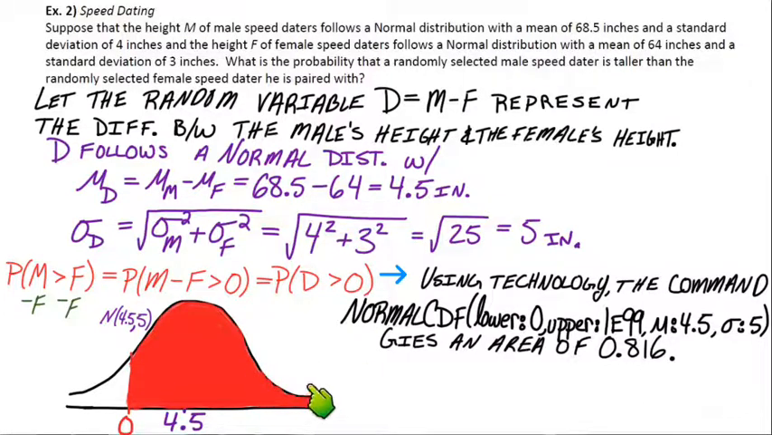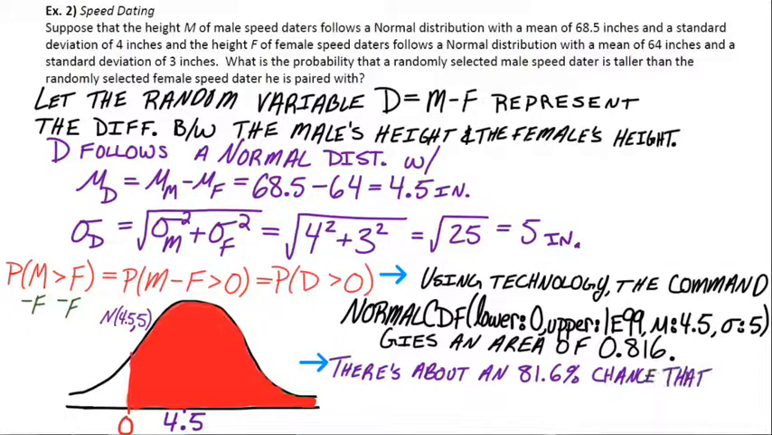What does that mean in context? So we'll look for you to give your answer in context, just like the conclude step. Summarize this answer in context. Well, that means there's about an 81.6% chance that that randomly selected male is going to be taller than the randomly selected female.